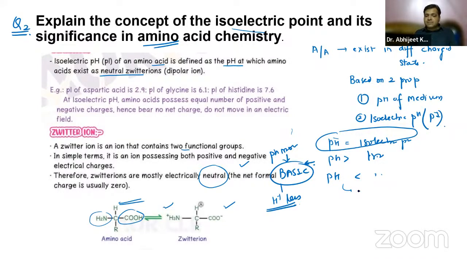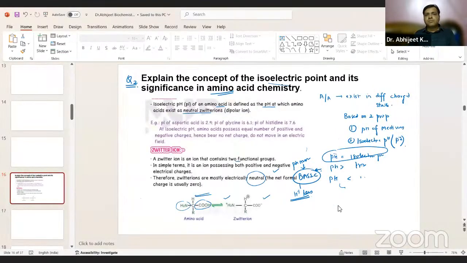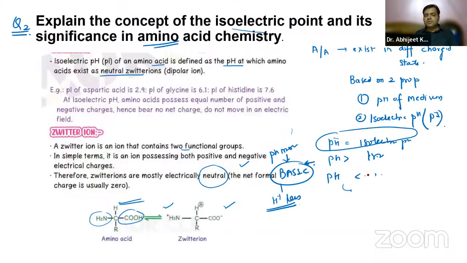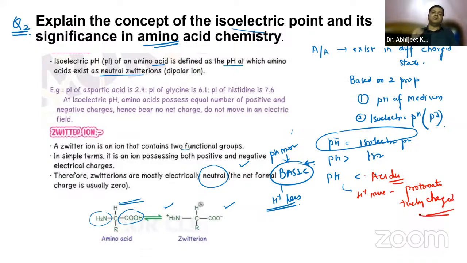In the second case, pH is less. So what will happen? It will be acidic. So the hydrogen will be more. So it will be protonated, or it will be positively charged, right? So this is something that you guys have to remember.